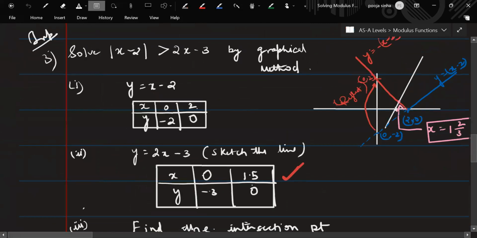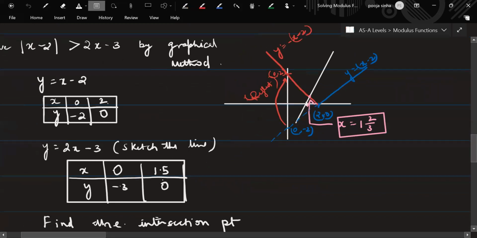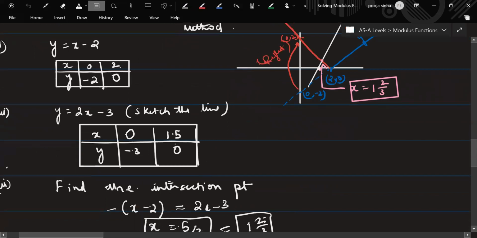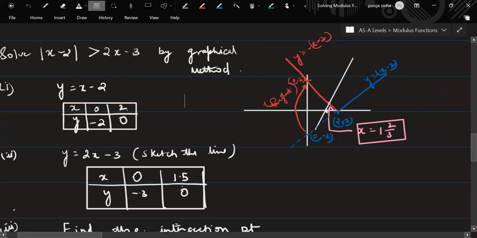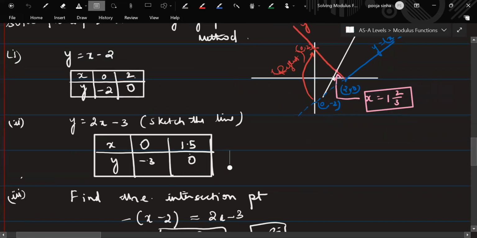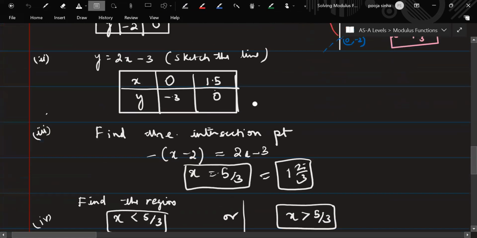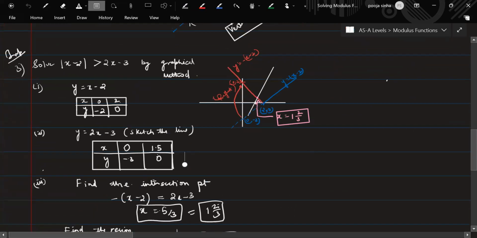So let's do it for y is equal to |x minus 2|. You get this line, y is equal to x minus 2. This is the line that you got. Then you do for y is equal to 2x minus 3. For 2x minus 3 also, you need to sketch a line. I think I've not shown it here, but this much is clear that you're supposed to sketch a line for both. Then you reflect it.